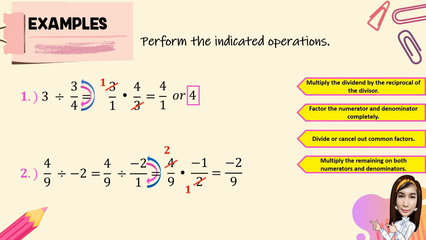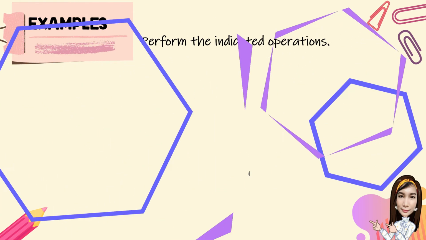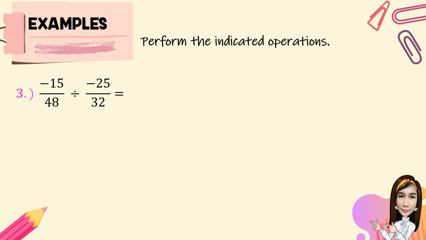So if we have a negative on the numerator, we can also write it a line on the fraction bar. So either of the two is considered correct. For number 3, we have the given negative 15 over 48 divided by negative 25 over 32.